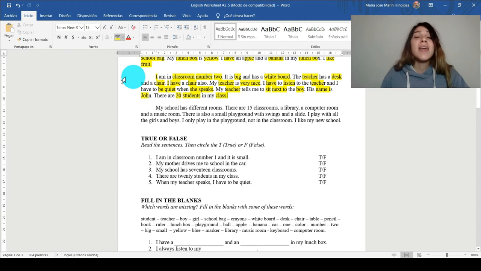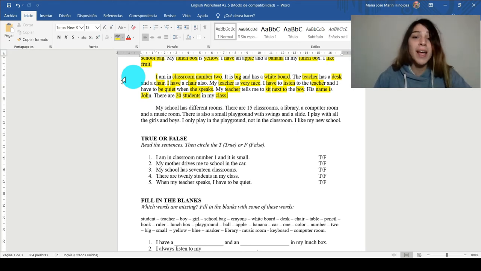If we have to say the meaning in Spanish, it says, la niña llamada Rosa está en la sala número 2. La sala es grande y tiene un pizarrón. ¿Qué característica tiene este pizarrón? ¿Es un pizarrón de tiza o un pizarrón de plumón? Es una pizarra acrílica, porque dice whiteboard. Distinto es tener una blackboard. Profesor, escritorio y silla. La niña tiene una silla.